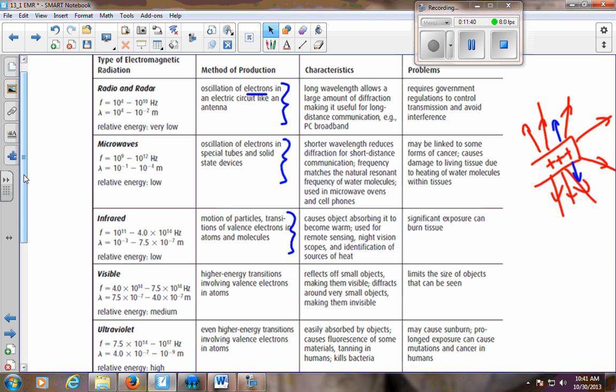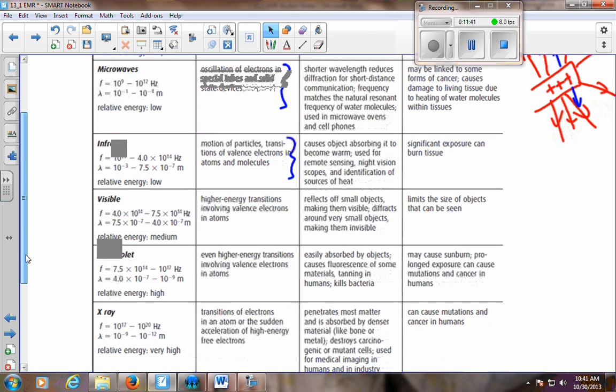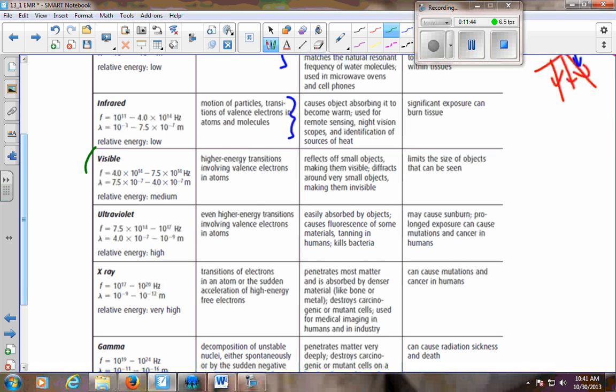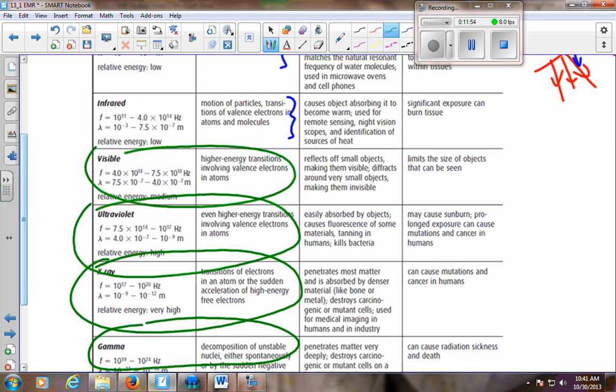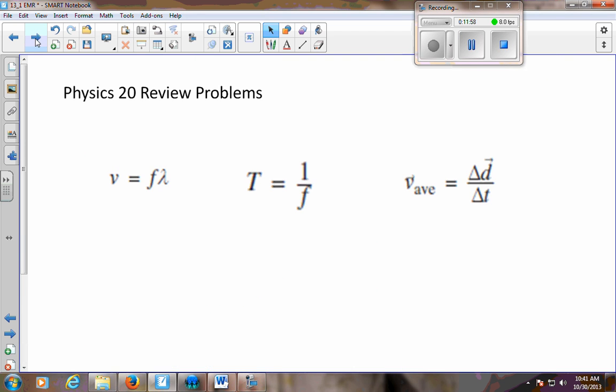And we are going to spend a lot of time in our last unit looking at how these types of EMR are created. They have to be accelerated really, really quickly. And so there are some special things that happen inside the atom that do that. Okay. Last thing I'd like you to do is just have a little bit of work with the formulas.